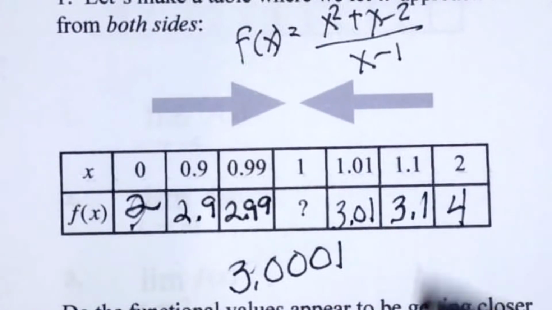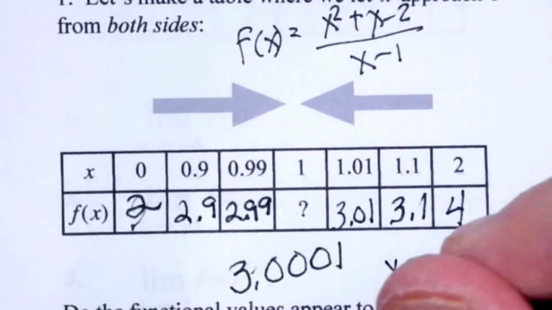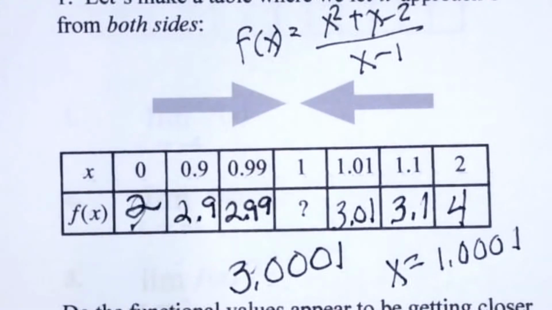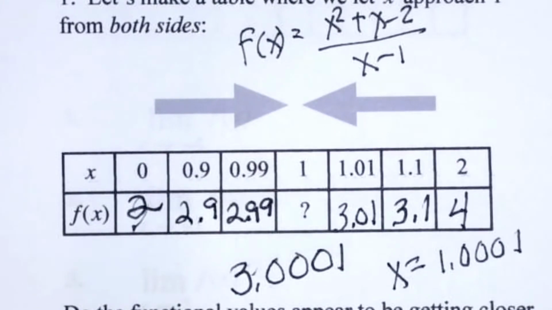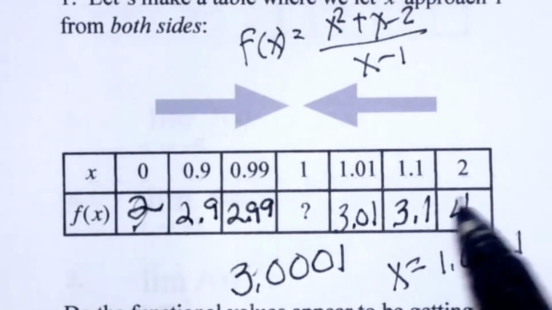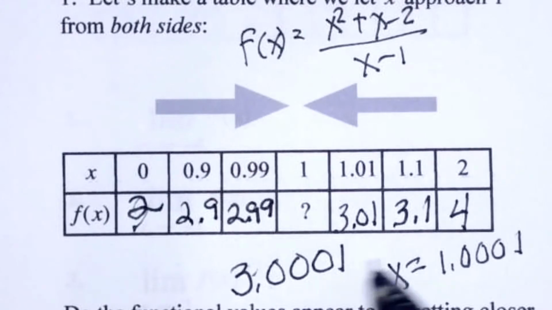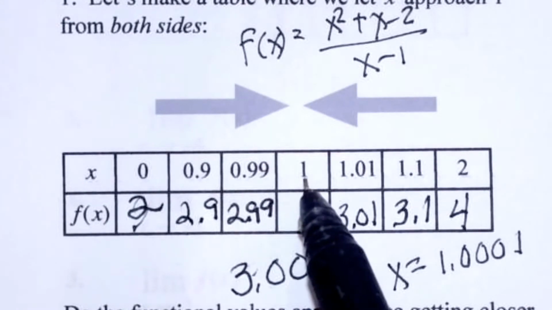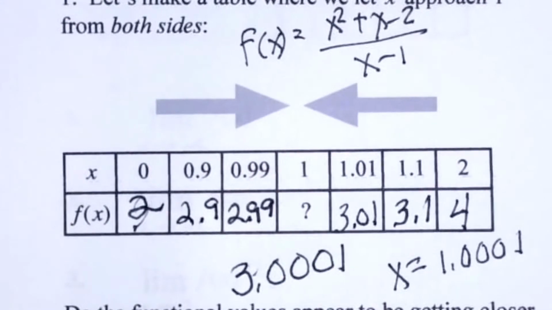3.0001? Well, if you guess that it's x equals 1.0001, you're exactly right, and you can check that on your calculator if you want to. But the point is this: we can make f of x or y as close to 3 as we want by choosing x appropriately, choosing it really close to 1 but not equal to 1, because again, remember, at x equals 1 this function is not defined.